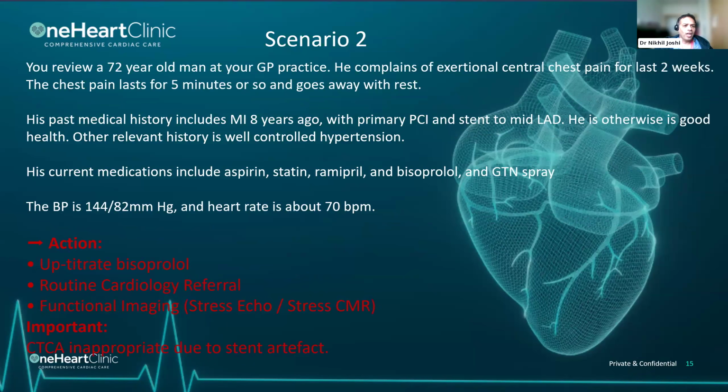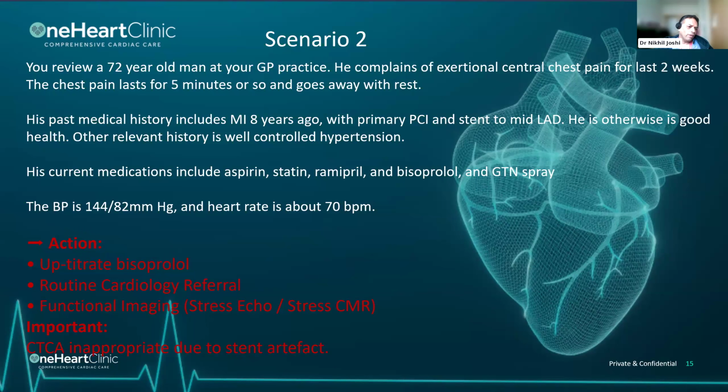The second scenario I have is a patient who is 72 years of age, seen at your practice, complains of exertional chest tightness for the last 2 weeks. The pain is lasting for about 5 minutes or so, after which it goes away after rest. His past medical history is important, includes previous myocardial infarction about 8 years back. He had primary PCI and a stent to his mid LAD. He's in good health. His medications, he's on secondary prevention, includes aspirin, statin, ramipril, bisoprolol. And his heart rate is about 70 beats per minute. What is the optimal management in these patients?